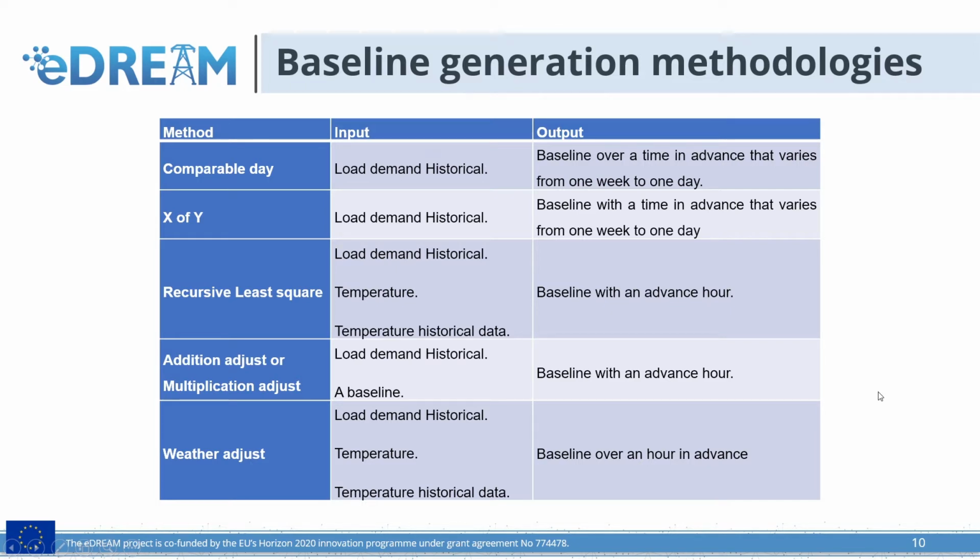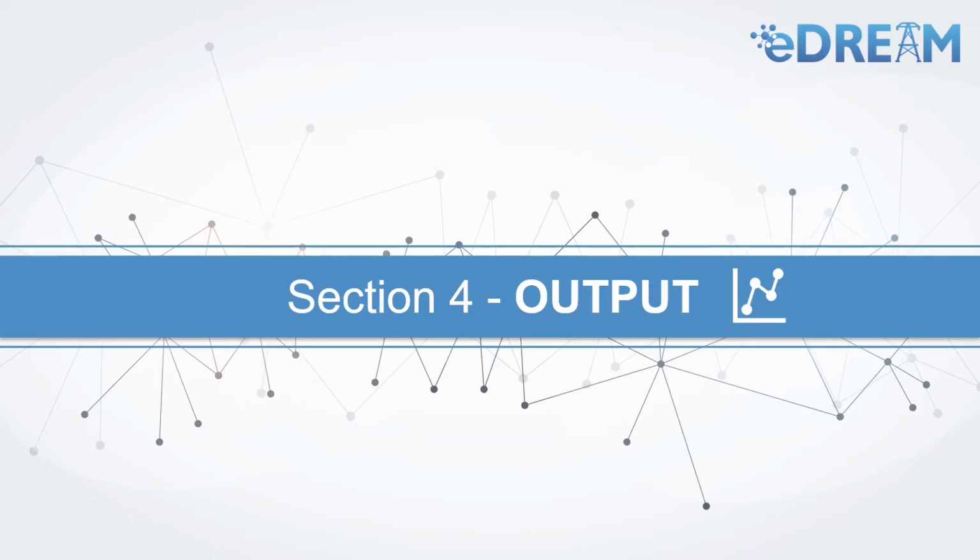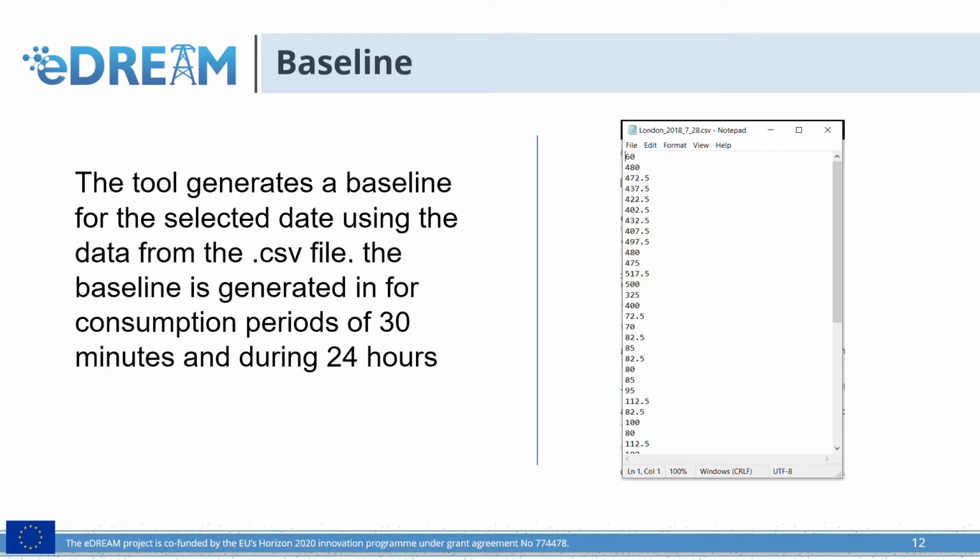All right, now I will go with the last part of the presentation. It's about output. The output comes in a CSV format like the input, but this time it is generated for one day, also in steps of half an hour. So in that case, we can see here 6480, that is the kilowatt consumption for the step, in half hour steps for one day.